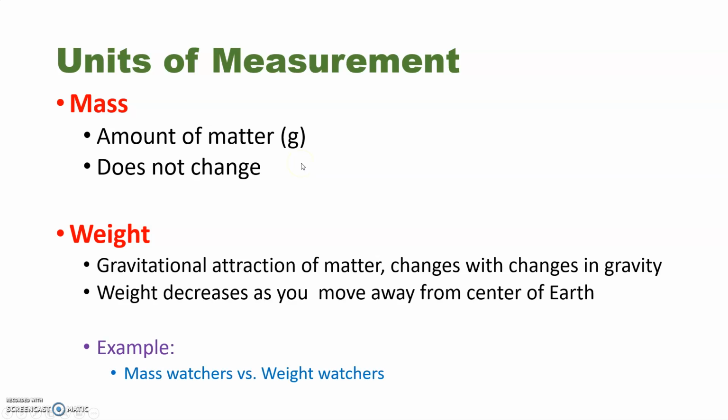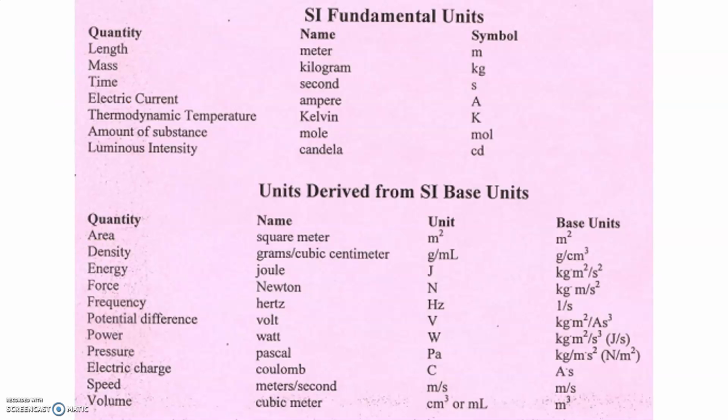So an example is Weight Watchers versus Mass Watchers. If I'm trying to lose weight, I could do that real easy if I had a spaceship and I flew to the moon and suddenly I'd weigh 6 times less. But if I really truly want to become healthier, I actually want to lose mass. I want to get rid of some of that matter that is inside of me, some of that fat that maybe is not as healthy for me to hold on to.